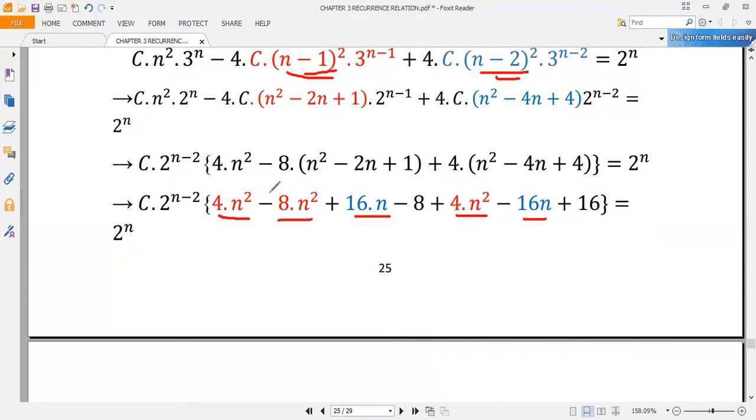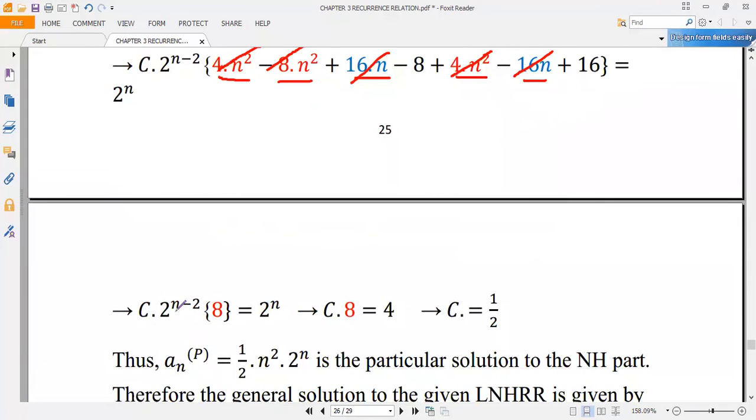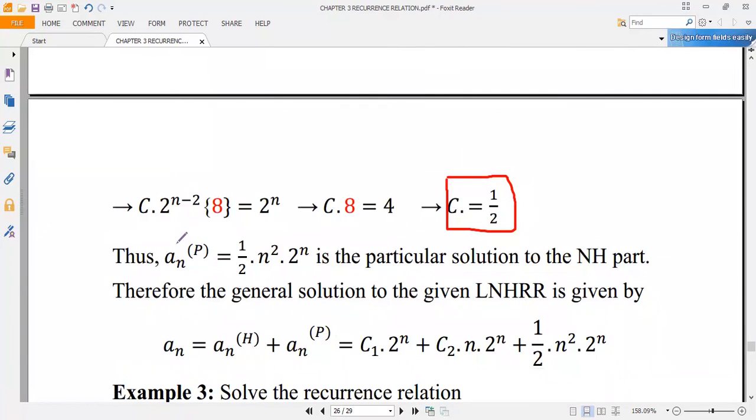and 16. So minus 8 plus 16 is positive 8, and the plus 16n is cancelled by the minus 16n. So that c times 2 to the power of n minus 2 times 8 is equal to 2 to the power of n is left. So rearranging, we get the value of c will be this one. So the particular solution to the non-homogeneous part will be 1 over 2 times n squared times 2 to the power of n.